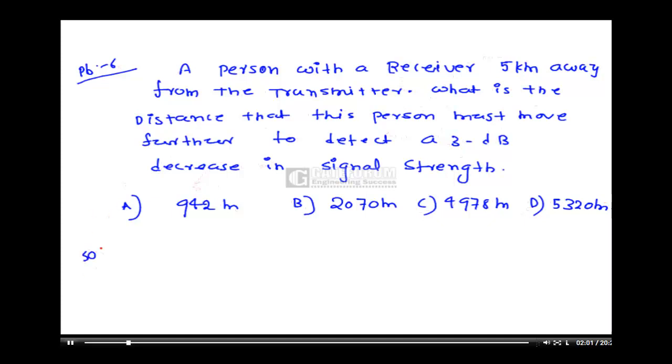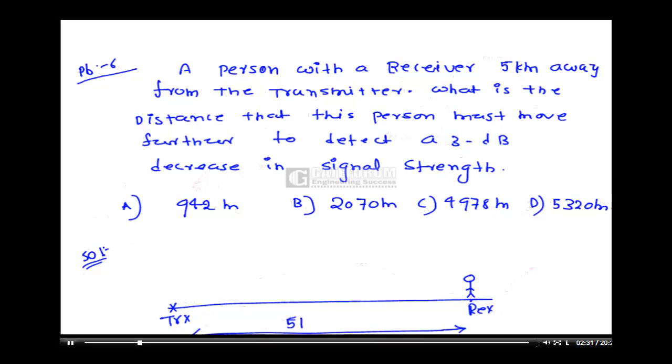The solution to this question is, first of all, analyze the question. A person with a receiver 5 kilometers away from the transmitter. That is, suppose this is a transmitter point. So a person is here. He has a receiver in his hand at 5 kilometers. The distance between these two is 5 kilometers.